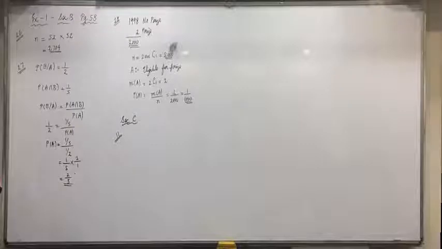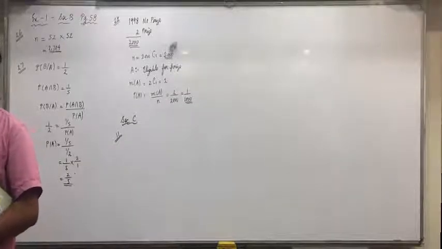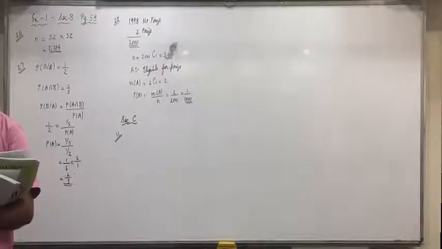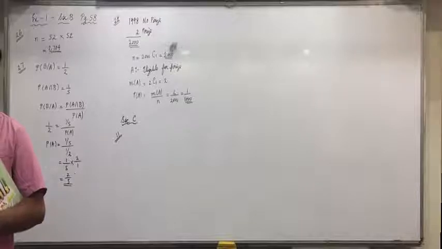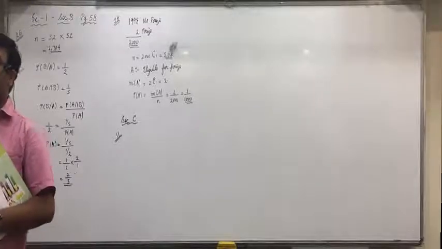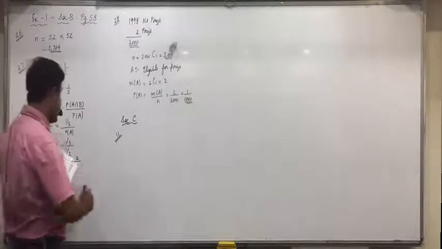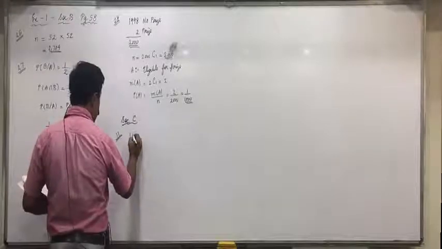Intersection means multiplication, that's it. So how will you find P(A' ∩ B')? P(A') into P(B'). Now tell me the third one. How will you find P(A ∩ B') for independent events? P(A) into P(B'). And same way, how will you find P(A' ∩ B)? P(A') into P(B). Did you understand this? Because independent is mentioned. So write down these four.